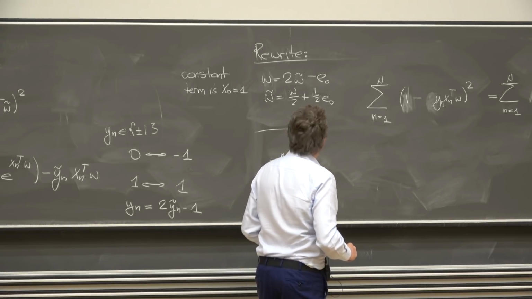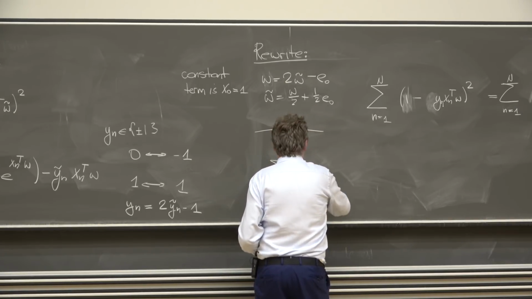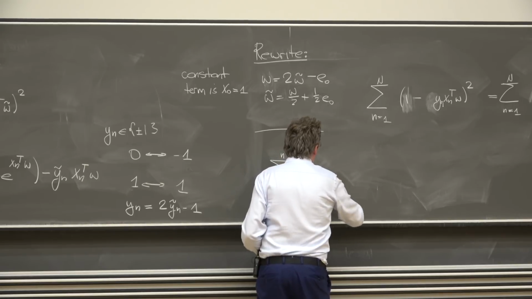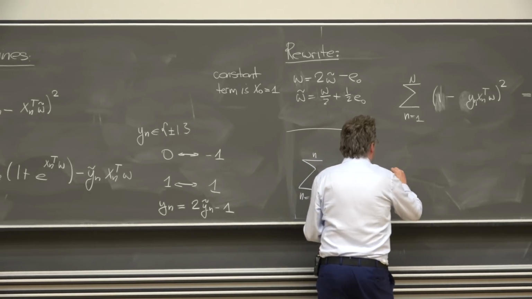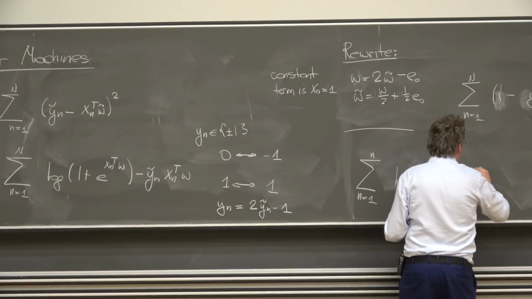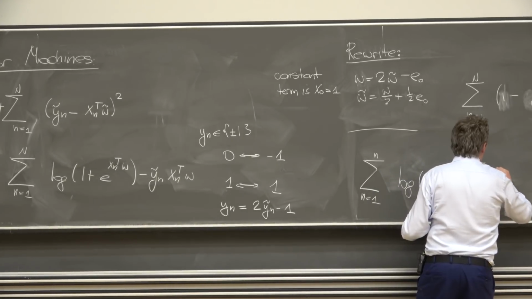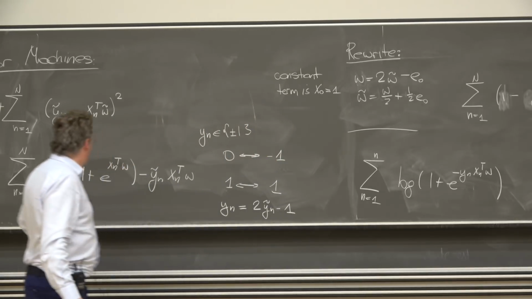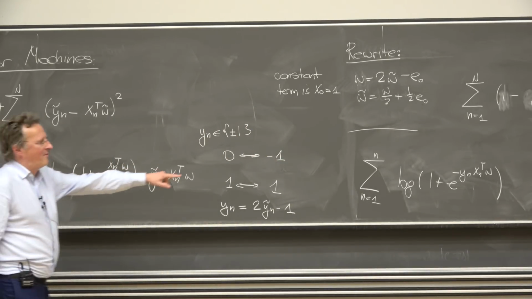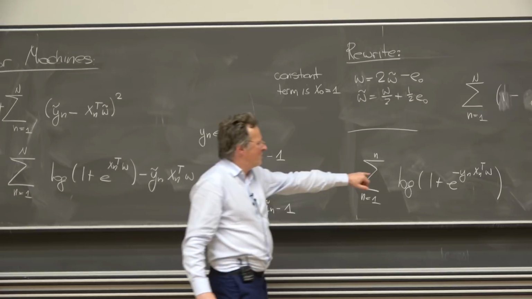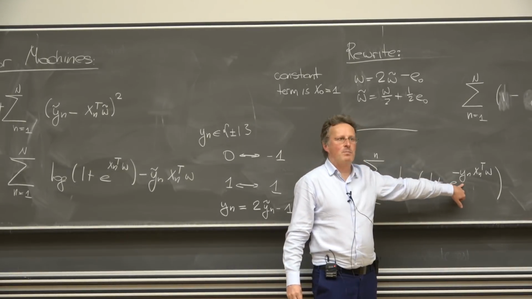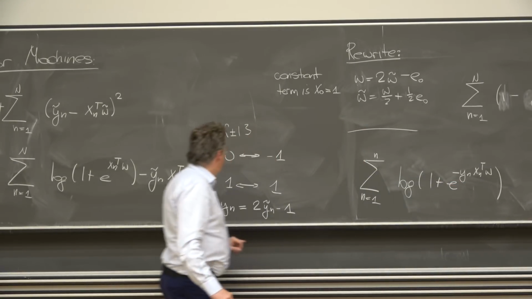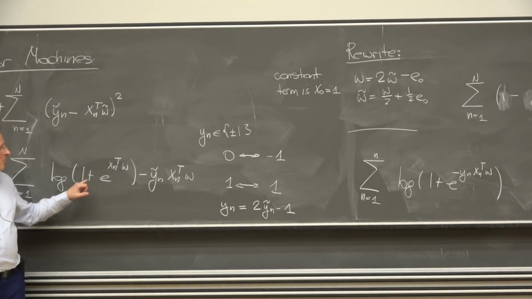And what do I have here? I have log of 1 plus e to the minus yn x_n transpose w. So that's the same formulation. This is the same thing as this, the claim. So again, here the y is plus minus 1. Here the y is 0 and 1.